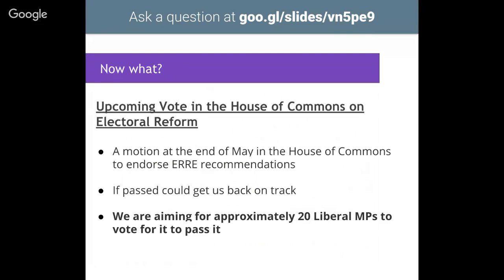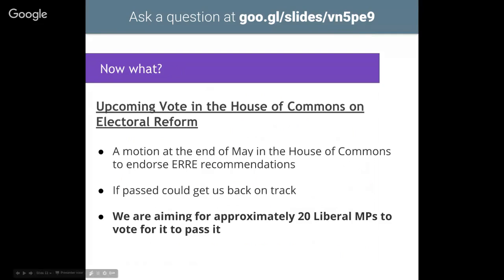So now what? Where are we now? We've heard recently, and I talked about this in the email that went out last week, that there is going to be one more vote in the House of Commons on electoral reform. That will be a motion to basically endorse the Electoral Reform Committee's recommendations. And it could pass if just a handful of Liberals support it. The Liberals don't have that big of a majority. It is possible that if approximately 20 of them were to vote for the motion, it could actually go through the House. We think that the opposition parties would all support this motion because it is something that they themselves all agreed on at the committee stage. So it really is just up to the Liberals at this point to decide where they fall on it.